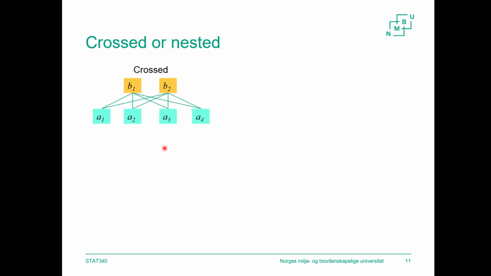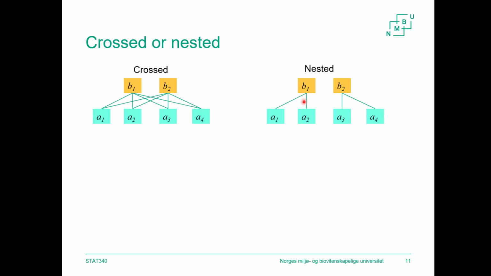Crossed or nested. We can also draw it like this, and this is a very common way of drawing it, and actually this is perhaps better than the table I showed you in the previous slide. So in this case we have a full factorial, right? Crossed. Every level of B is combined with all levels of A, right?